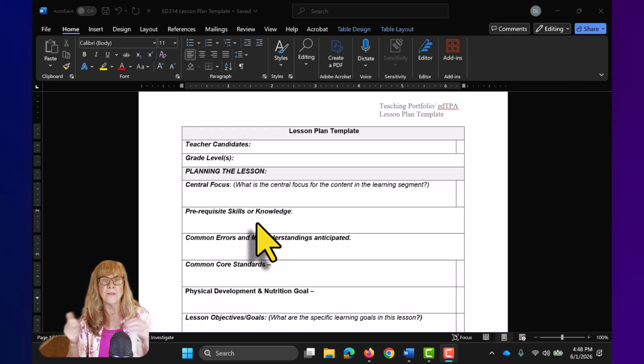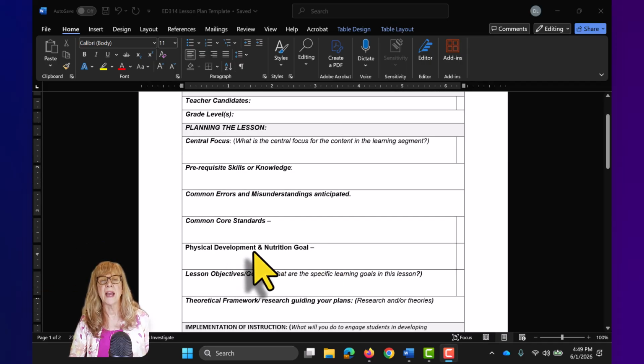If you're a physical education major, then instead of a Common Core standard, you're going to write down just your PE goal, your physical development and nutrition goal. You don't have to have two. But if you're an elementary ed major, then you're going to be integrating physical development into a Common Core standard. Okay, and then for the last section, lesson objectives and goals, this is what you want your students to be able to do at the end of this lesson.